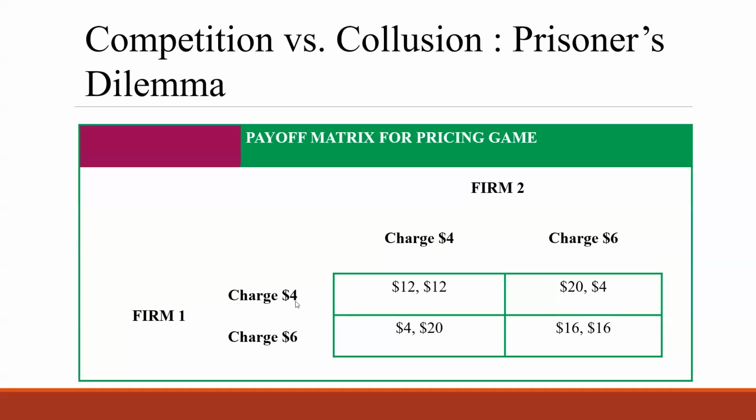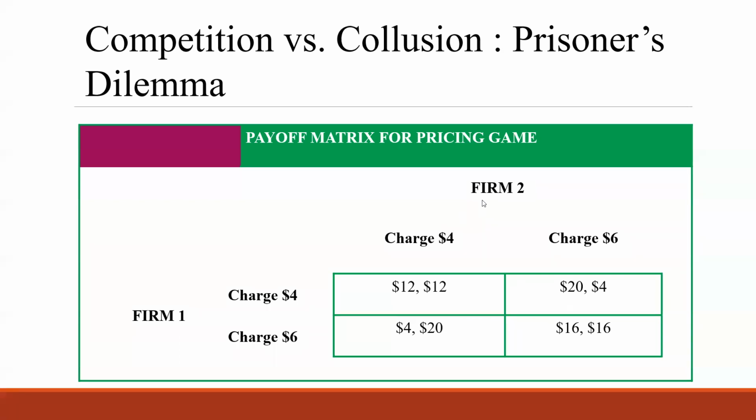If firm 1 charges 4, what's firm 2's best response? Charge 4, get 12. Charge 6, get 4. So that's to charge 4. If firm 1 charges 6, what's firm 2's best response? Charge 4 gets 20. Charge 6 gets 16. Then it should also charge 4. So here, charging 4 is a dominant strategy for firm 2.